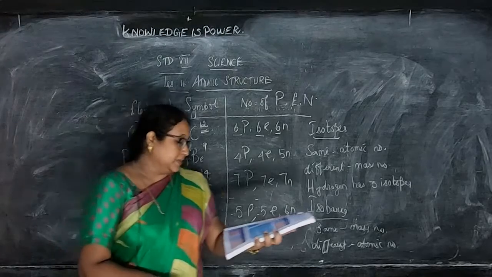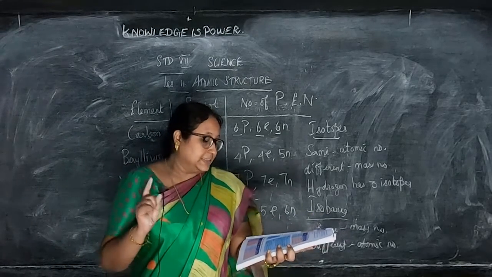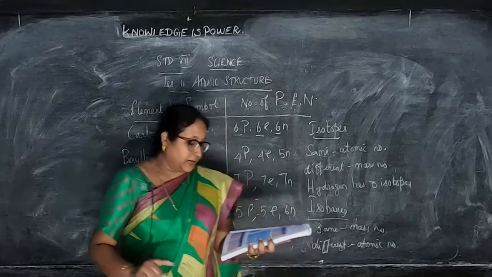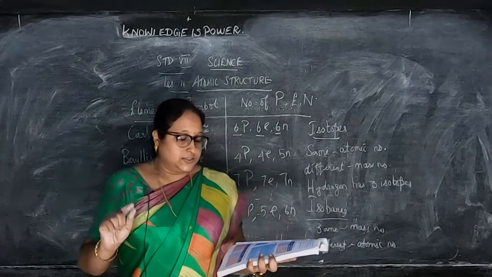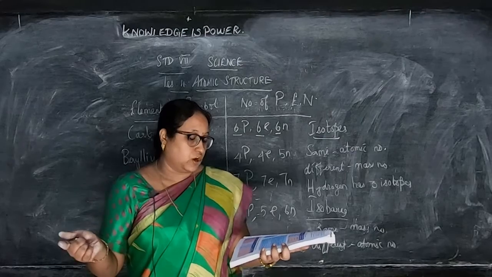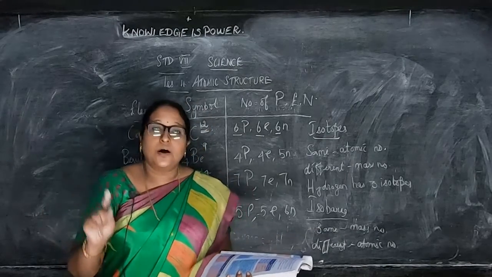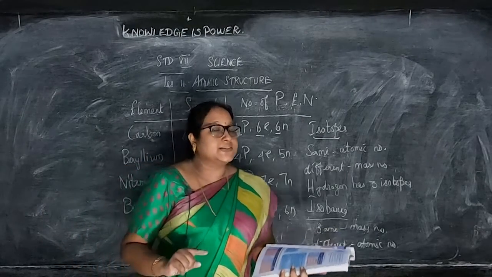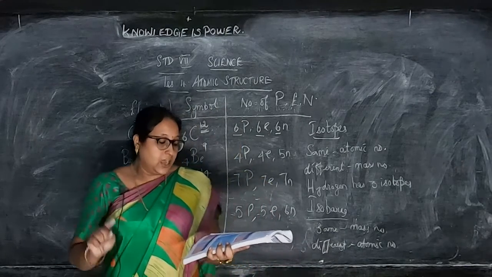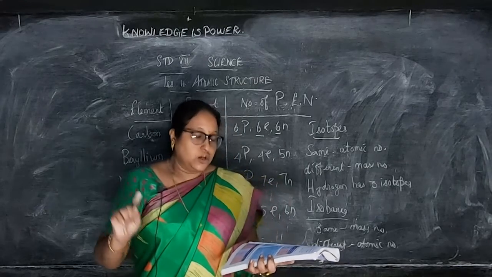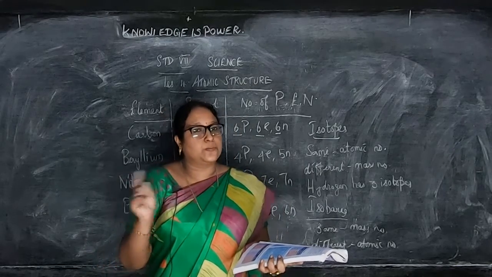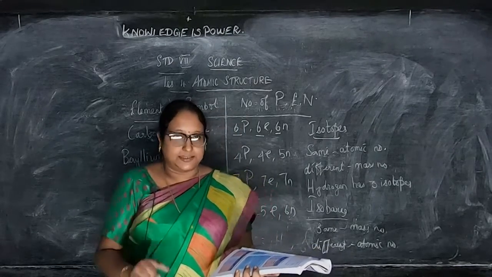Now see here, children, first hydrogen, symbol is H, atomic number 1, proton 1, neutron 0. That is, proton plus neutron, when you combine, the mass number is 1. Then helium, what is the symbol for helium? He. And what is the atomic number? 2. And the protons 2, neutrons 2. So when you combine 2 plus 2, you get 4 as the mass number.